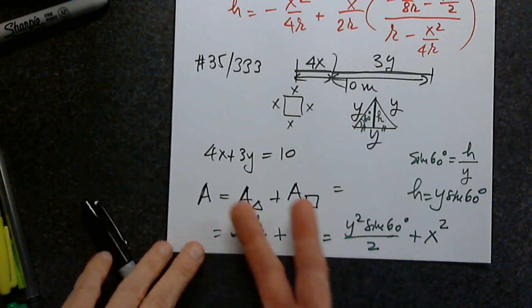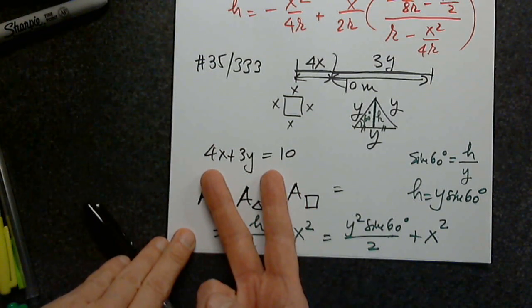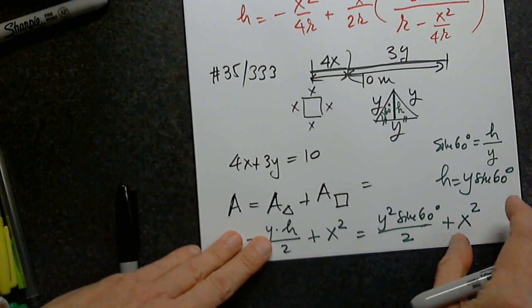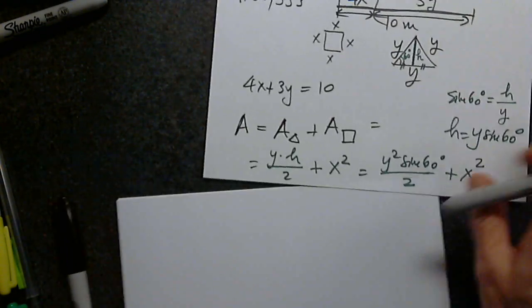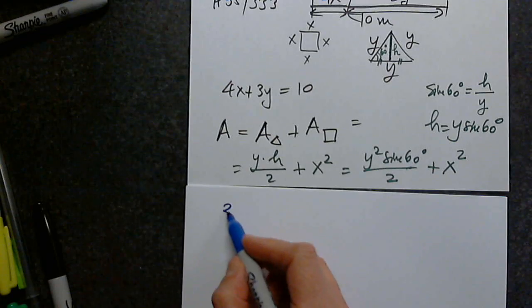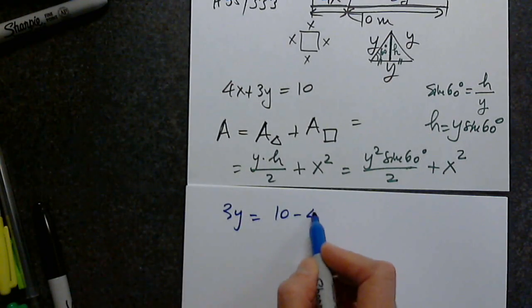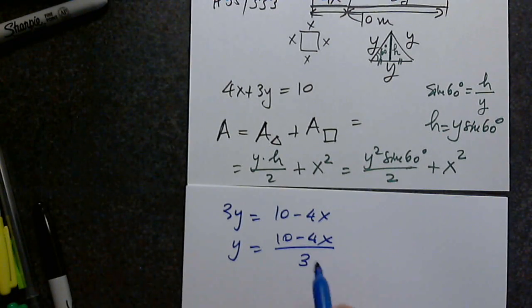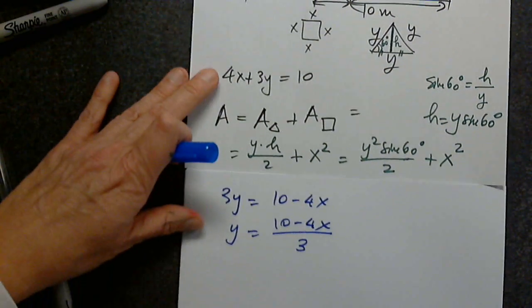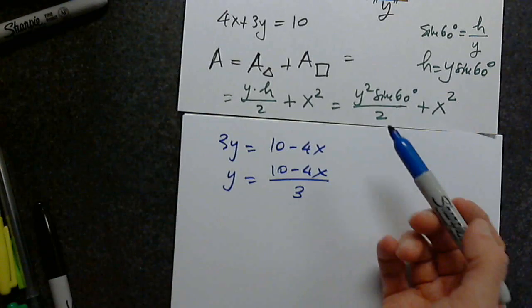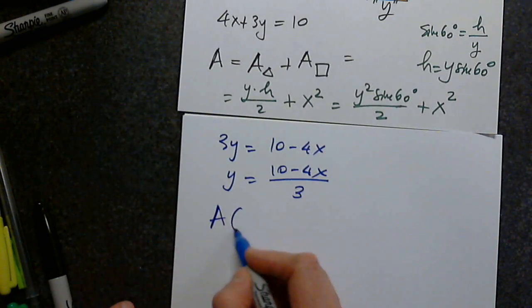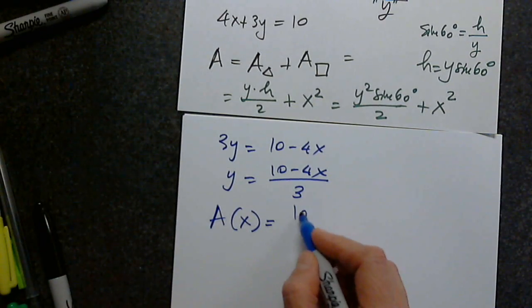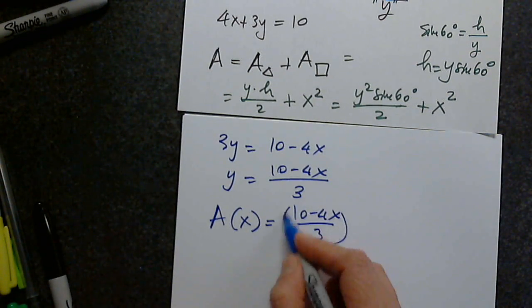But no problem, because I do have a relationship between those 2 variables. So from here, I will solve the equation for y. So y equals, so that 3y equals 10 minus 4x. So y equals 10 minus 4x divided by 3. So I'm going to put it in. So the area now is a function of x only. I'll square 10 minus 4x over 3, everything squared.